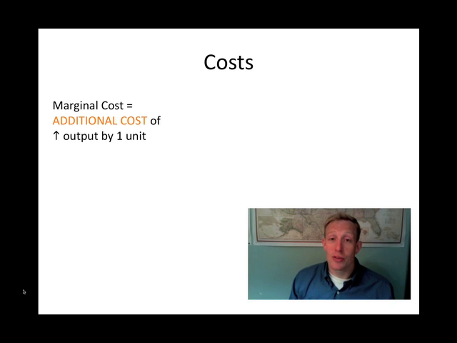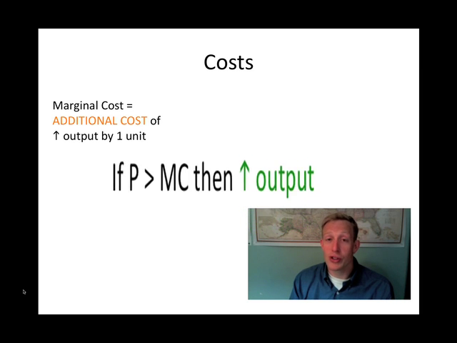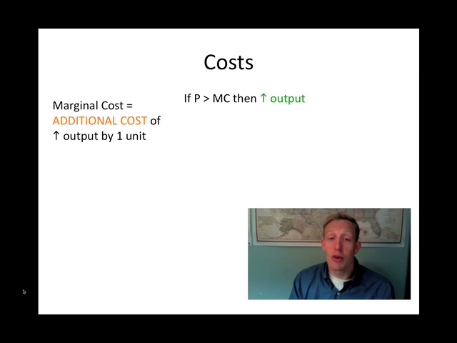Marginal costs, as they relate to price, can help a firm decide whether to increase or decrease output. Specifically, if the price a firm can charge for their product is greater than the marginal cost of production, then it would make sense for the firm to increase their production, because the price that they receive more than covers the cost of making the good.